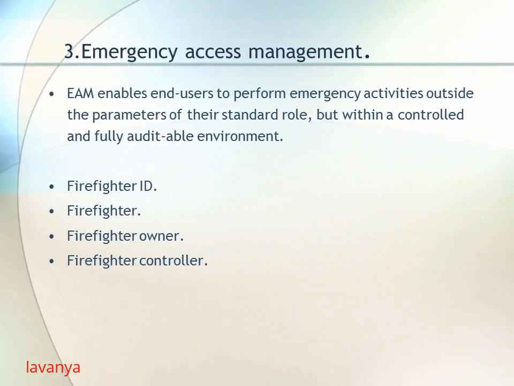Emergency access management enables end users to perform emergency activities outside the parameters of their standard role, but within the controlled and auditable environment. For example, in most of the organizations, auditing takes place on a periodic basis, like once in a month, quarterly, or half yearly. During that time, auditors need some additional and critical access, which is not a part of their regular activity. That's when we use EAM to provide additional access to the user for the limited period of time. Every action performed by auditors is monitored and controlled.